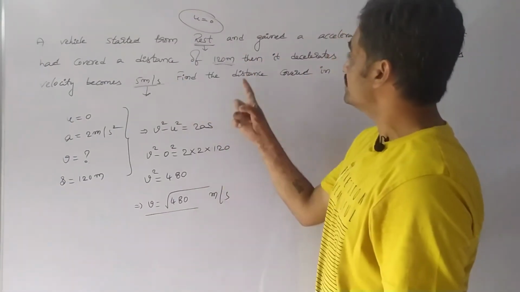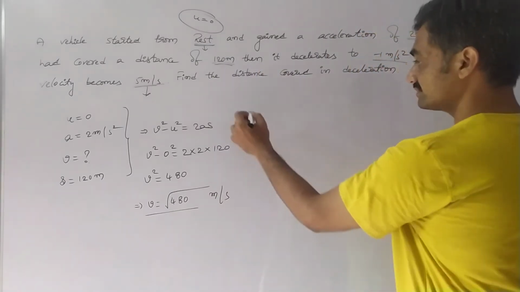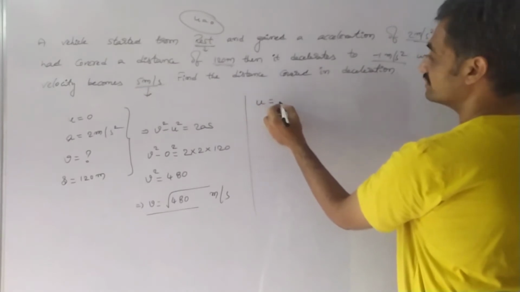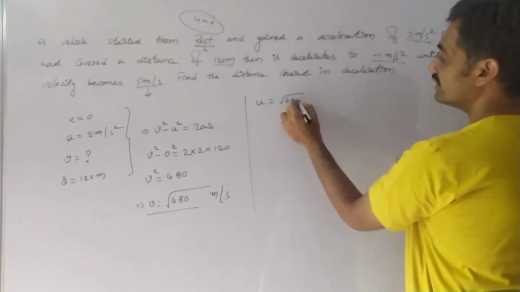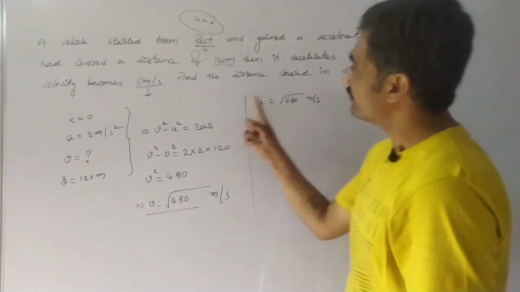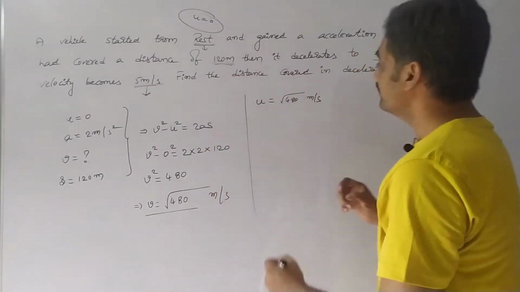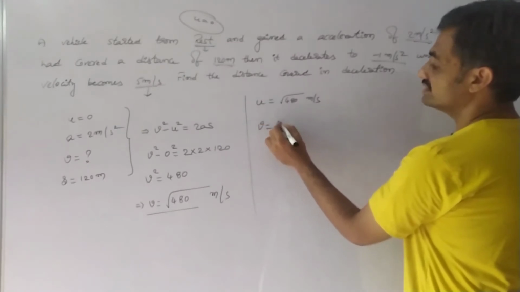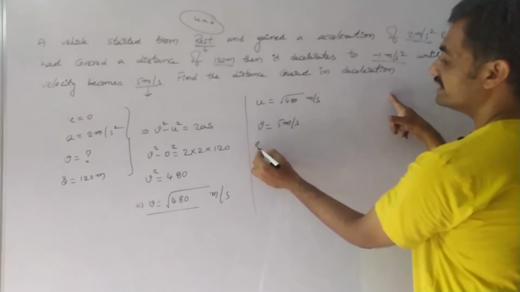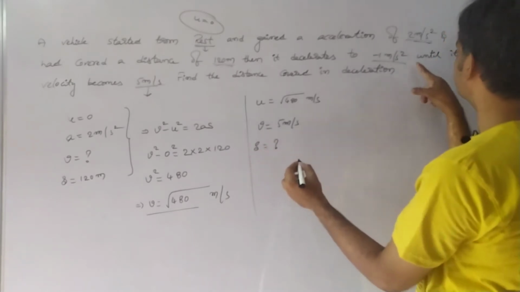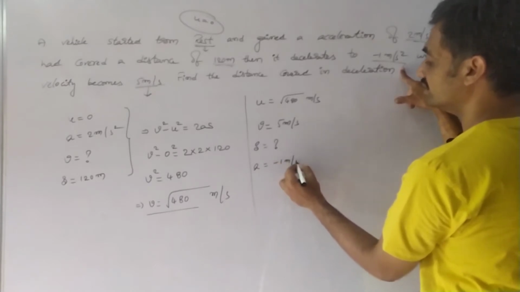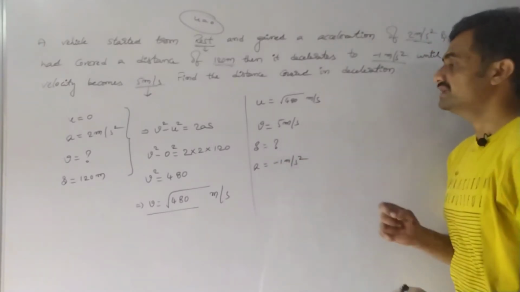This acts as the initial velocity for the second case. So in the second case, the initial velocity is u equals root of 480 meter per second, and its final velocity is v equals 5 meter per second. Now we have to find the distance, whereas the deceleration is minus 1 meter per second square.